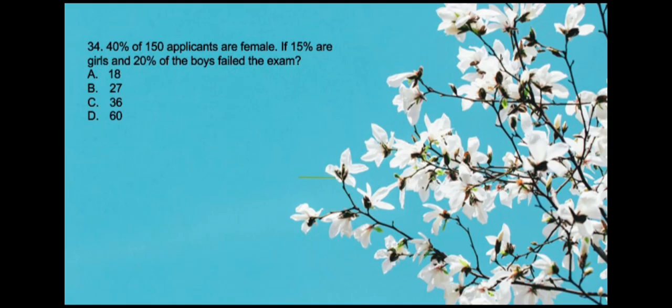Next number is number 34. 40% of 150 applicants are female. If 15% are girls and 20% of the boys failed the exam, how many failed? A, 18, B, 27, C, 36, D, 60. So let's have the rationalization.